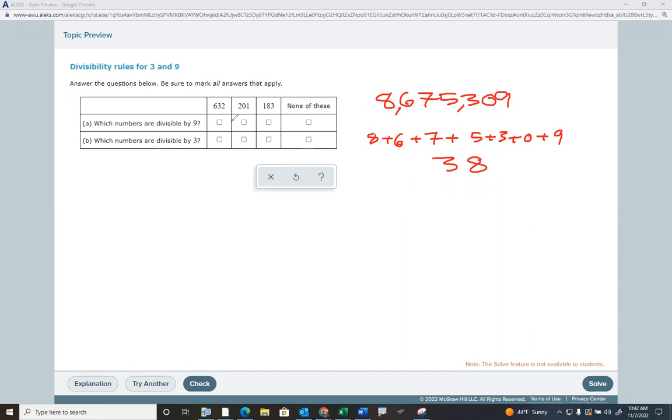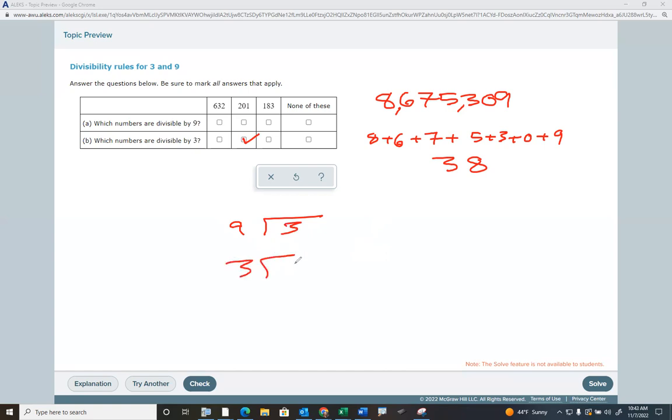So let's see what we got here. 632. Let's see, if we add these digits up, we get 11. Does 9 divide into 11? No. Does 3 divide into 11? No. Okay, moving on. 201. Add those digits up. 2 plus 0 plus 1 is 3. Does 9 divide into 3? No. Does 3 divide into 3? Yes. So again, on this one, the answer is no for 9, because 9 does not divide evenly into 3.